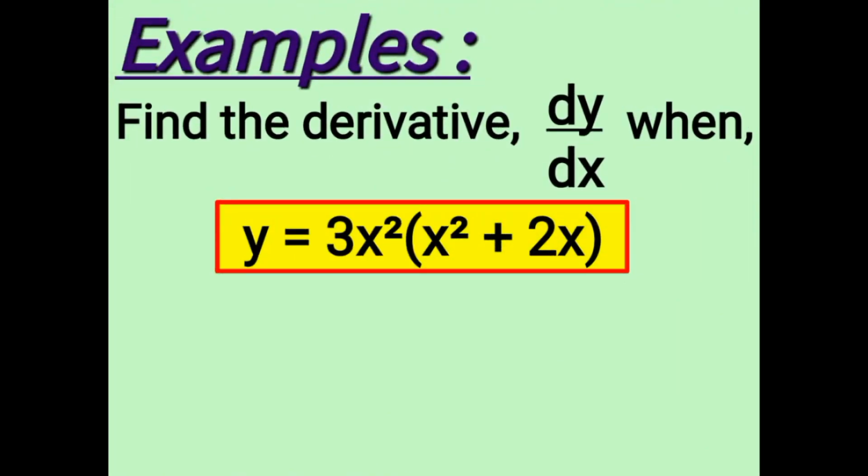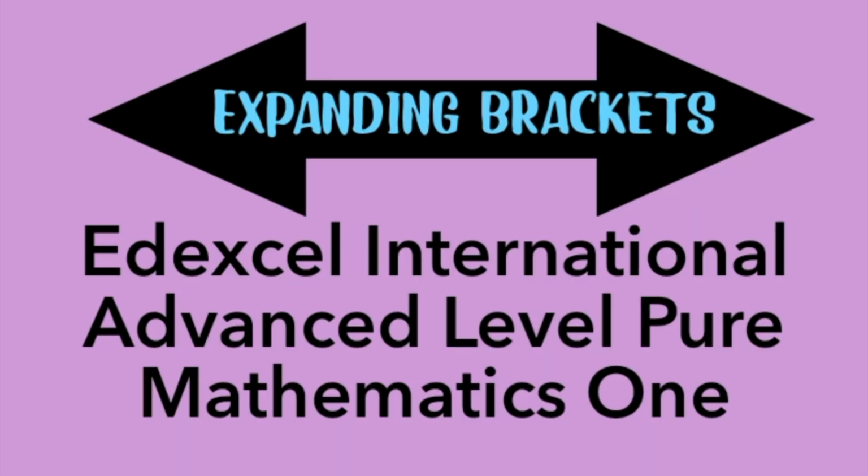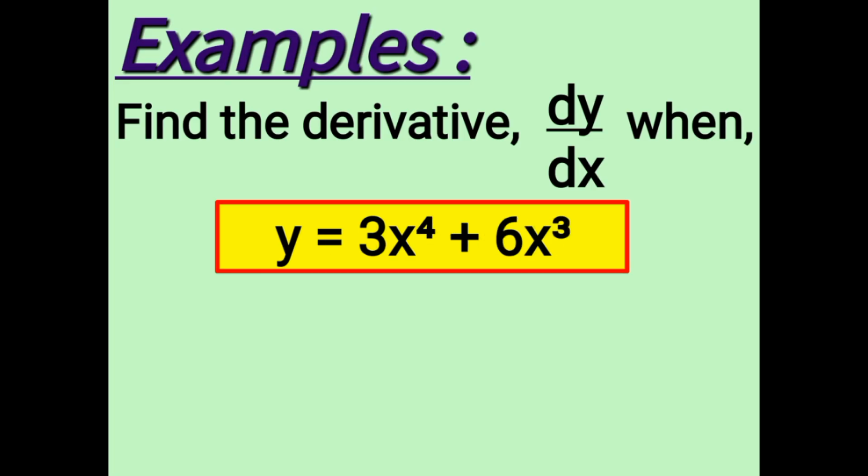Find the derivative dy over dx when y equals 3x squared times (x squared plus 2x). First, expand the brackets before differentiating. So, multiplying each term inside the brackets by 3x squared gives us y equals 3x to the power 4 plus 6x to the power 3. I've already covered expanding brackets in one of my previous PO Maths videos. If you want, check it out for more details. Now, since there are more than one term here, we can start by differentiating the terms one at a time.